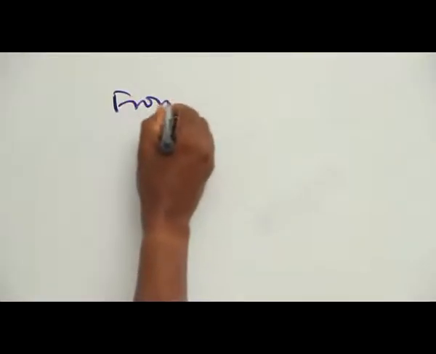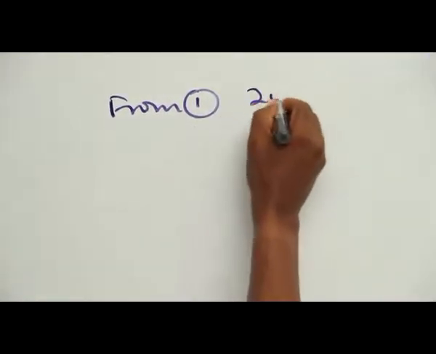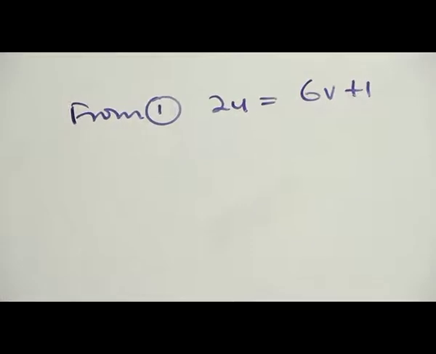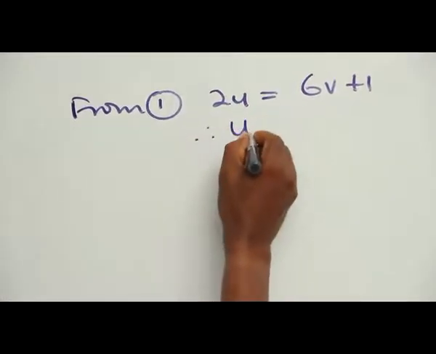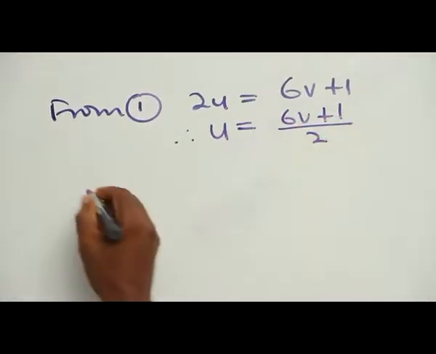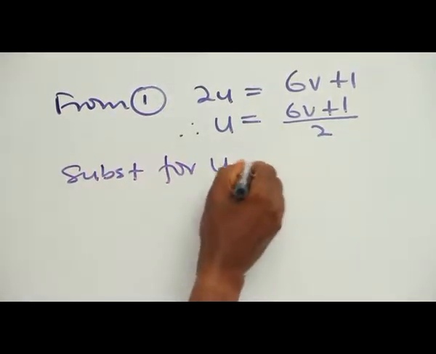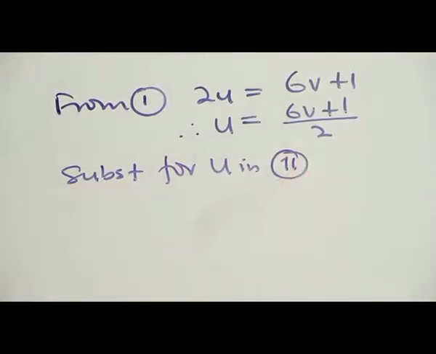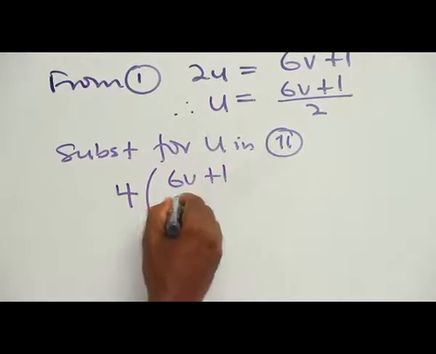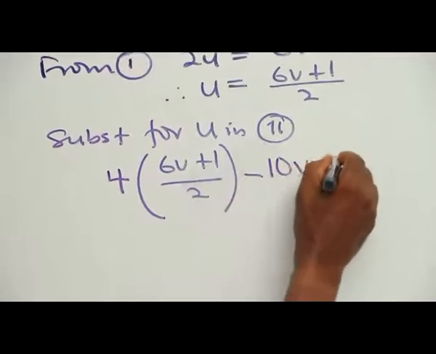From equation 1, you actually have that your 2U is equal to 6V plus 1. Therefore, your U is equal to 6V plus 1 all over 2. You can now substitute for U in equation 2, where you have 4U. So 4, our U now is 6V plus 1 all over 2, and then minus 10V, everything is equal to 0.